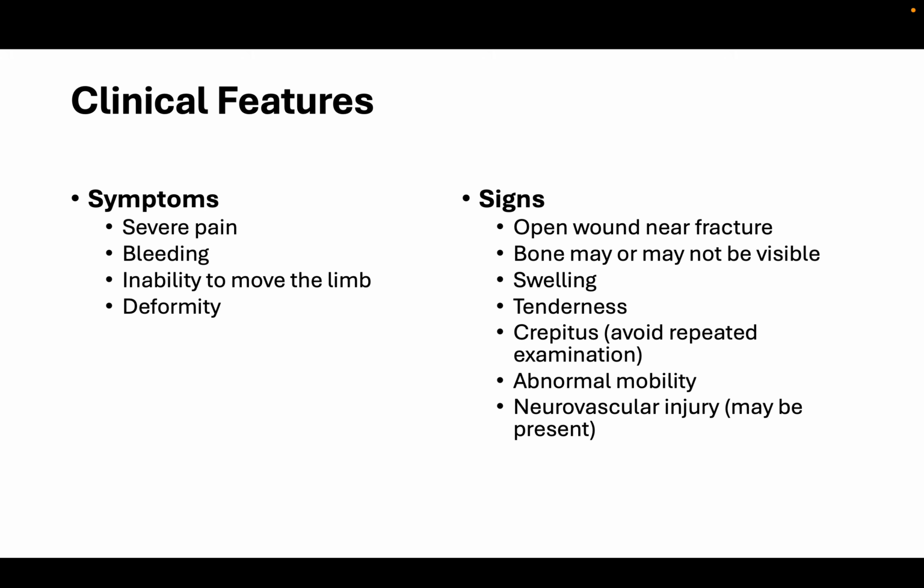Clinical features: in open fracture patients we will have severe pain, bleeding, inability to move the limb and deformity of the limb. Signs: you will find the fractured bone may or may not be visible in the open wound. There can be swelling, tenderness, crepitus, abnormal mobility, neurovascular injury.